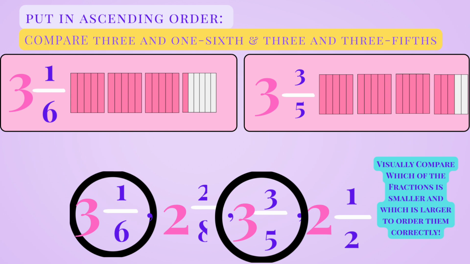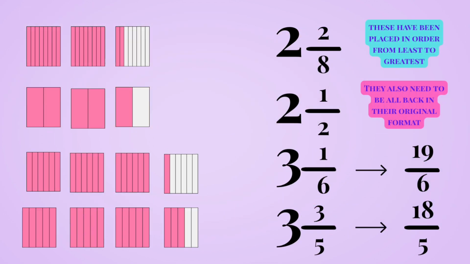If we think about it, 3/5 is more than half, since 2 1/2 would be half of 5, while 1/6 is much less than half. This tells us that 3 1/6 is smaller than 3 3/5. Our complete order is now 2 2/8, 2 1/2, 3 1/6, and 3 3/5.